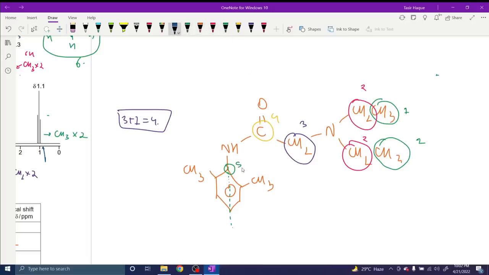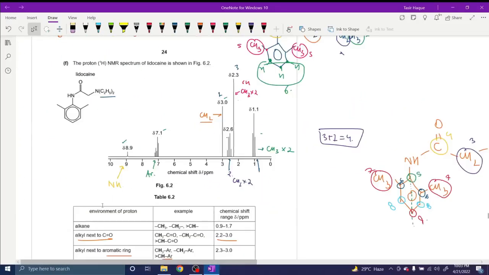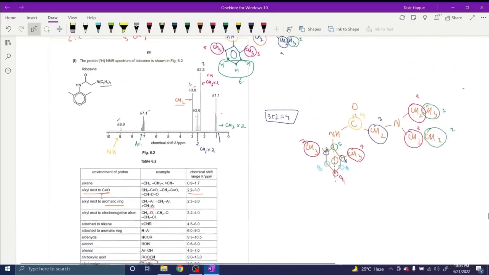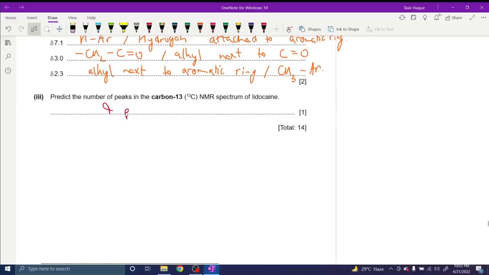Now, these two carbons are unique. This is environment 6. These CH3s are unique, so they're environment 7. These two carbons are unique, environment 7, I mean 8, since we used up 7. And last but not least, this one is environment 9. It has no counterpart, so 9 peaks in total. So the answer should be 9 peaks. That's all. If you have other questions, you can just ask me.